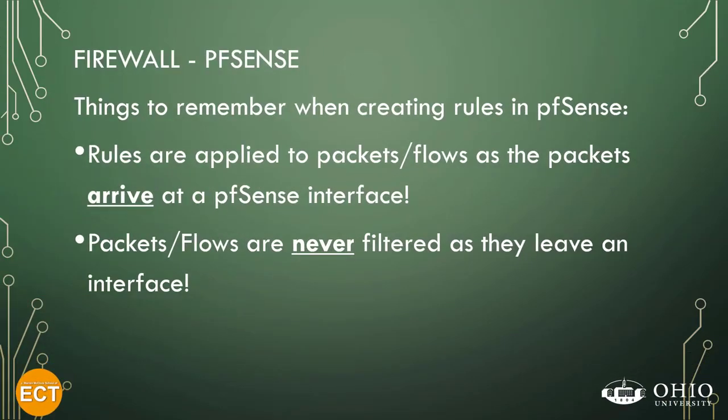There are several really important things to remember when we're creating rules in pfSense. Rules are applied to packets and flows as the packets arrive at pfSense. As a packet comes into any of the interfaces, it's going to look at its rule list and apply those rules. Packets and flows are never filtered as they leave an interface. This is a feature that exists in a lot of enterprise equipment, where you can filter packets as they leave. To make things easy, pfSense decided they would filter packets as they come into an interface, to make it easy to understand and easy to work with.